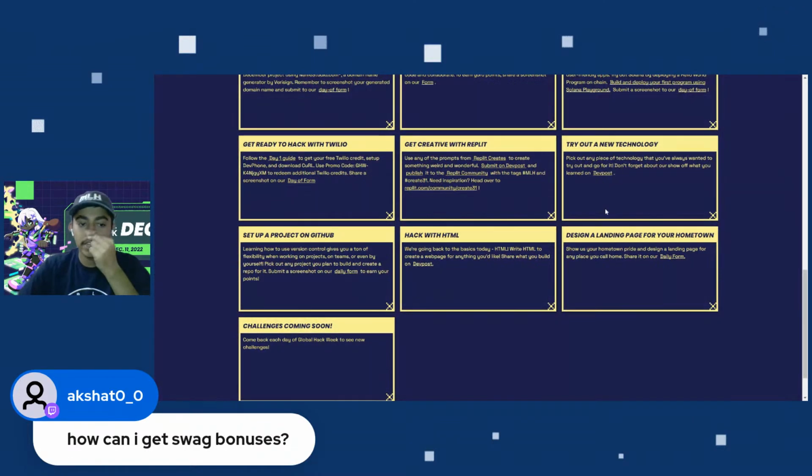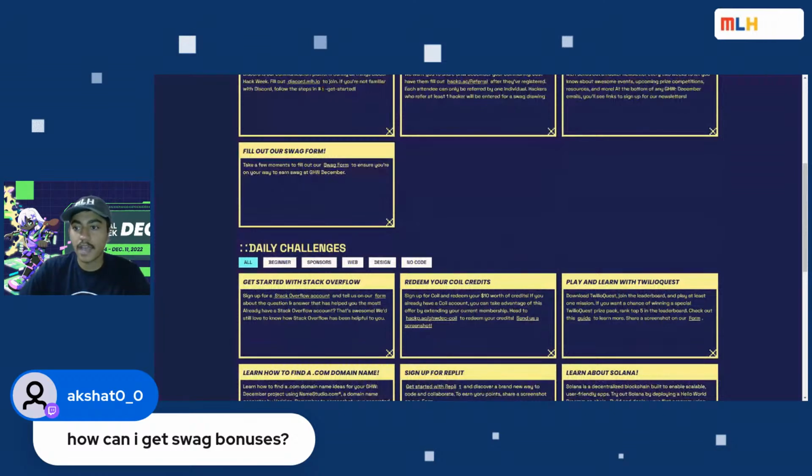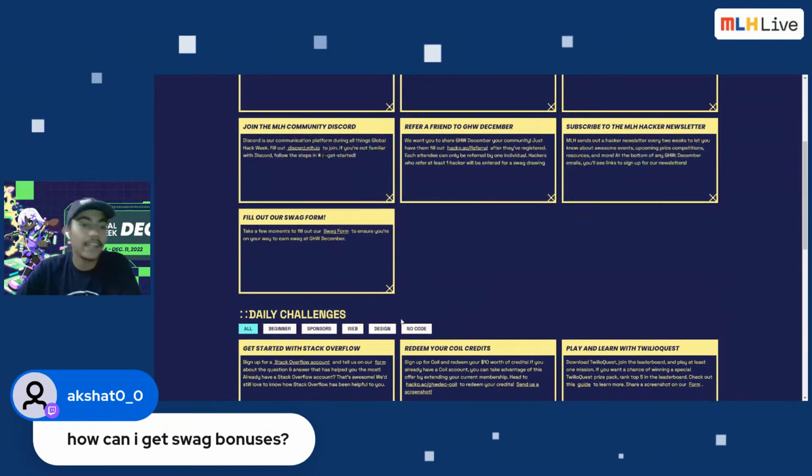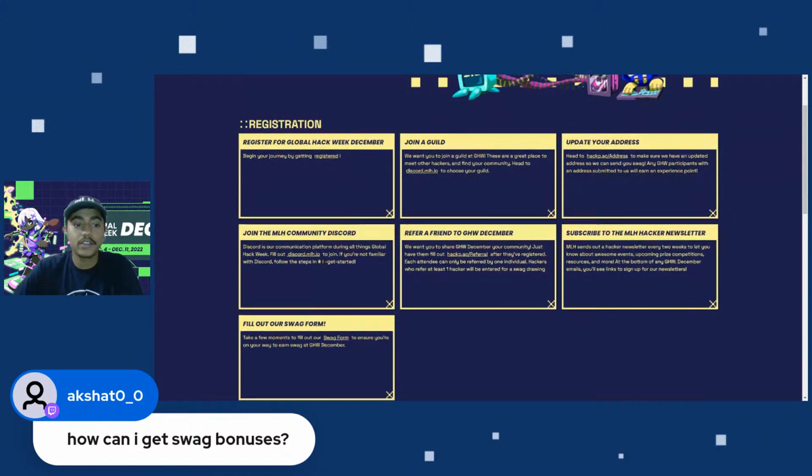So, as Akshay said, here is how you can get bonuses. We have checked into the event, and I have given the links multiple times, so you would be eligible to earn a point. After that, you can complete simple challenges: register for Global Hack Week, join a guild, sit with your friends, attend events, and update your address because we will need your address to send swag.